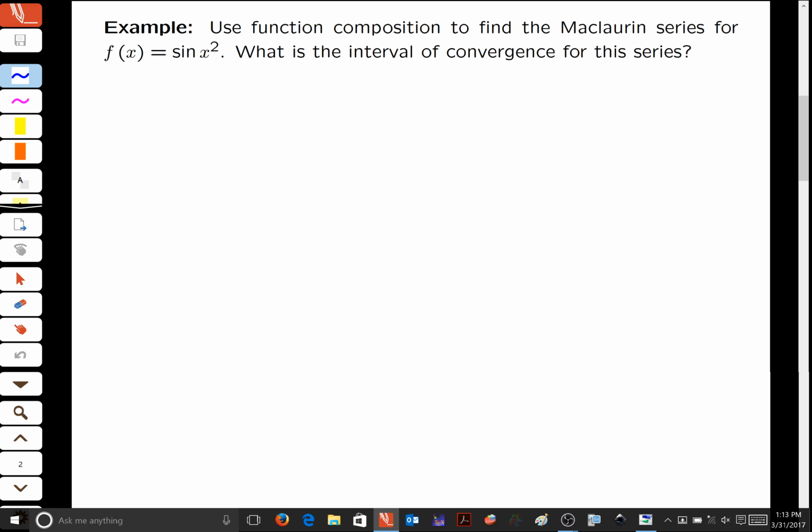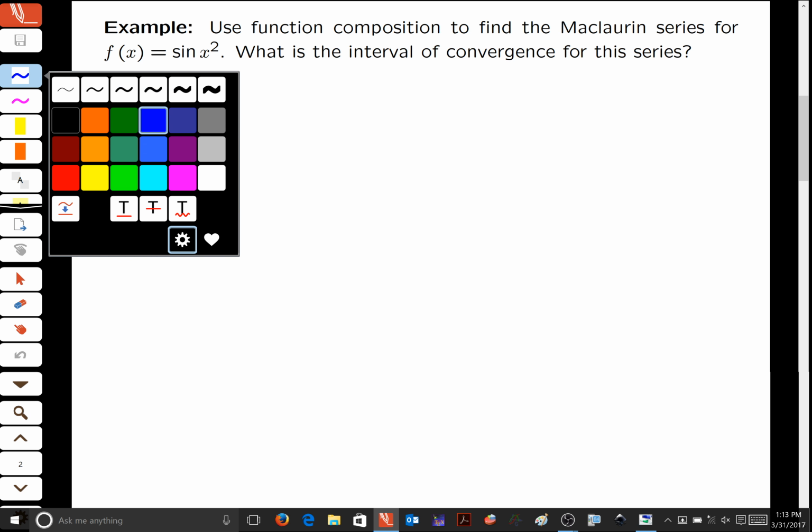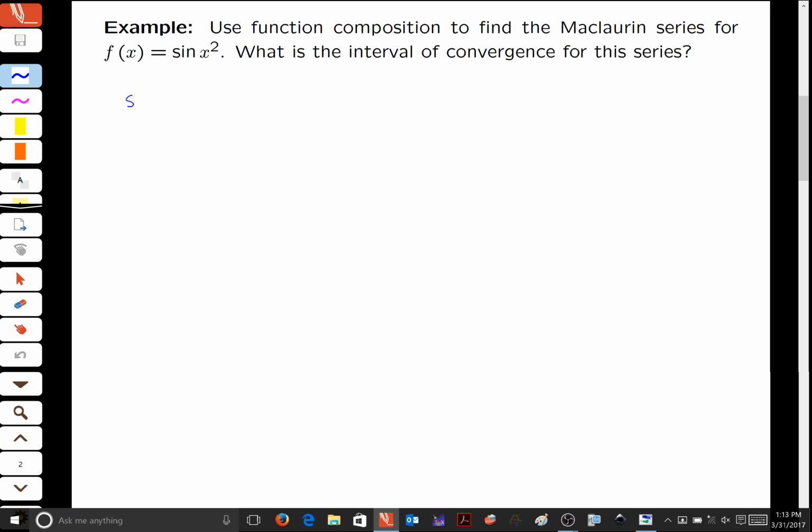So, use function composition to find the Maclaurin series for f of x equals sine of x squared, and then find the interval of convergence. The series for sine x, if you look on this table, they didn't write it in series notation, but they give you the nth term. So go down until we find sine x, and the nth term is the formula that we're going to put inside our series. That's going to be the sum of minus 1 to the n, x to the 2n plus 1 over 2n plus 1 factorial.